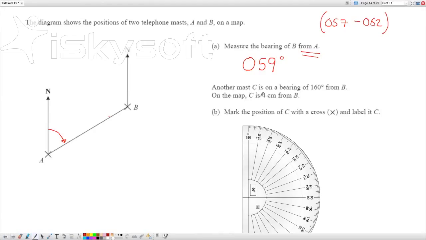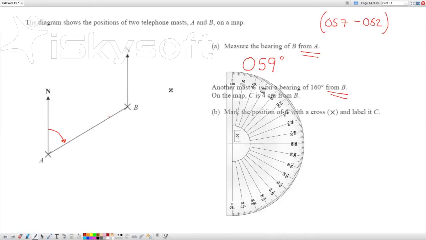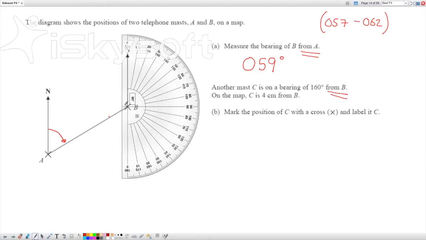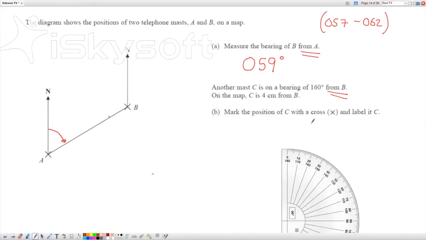We're then told that another mass C is on a different bearing, 160, from B. That means we're starting now at B. So we're going to mark up here, sharp point here, the centre point in the middle, north line marked with 0, going all the way around in clockwise direction to 160. Make a little mark, take it away, and we're told here that this is 4 centimetres from B.